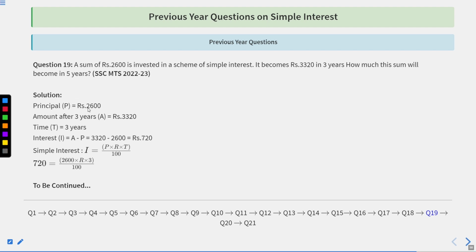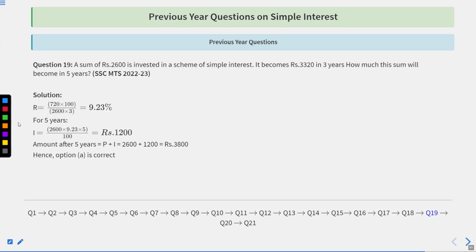So in this question, principal is given to be 2600 rupees and the amount after 3 years is 3,320 rupees and the time is 3 years. So the interest I is equal to A minus P equal to 3,320 minus 2600, which is 720 rupees. The simple interest I is equal to P into R into T upon 100. So 720 equal to 2600 into R into 3 upon 100. So rate is going to be 9.23%.